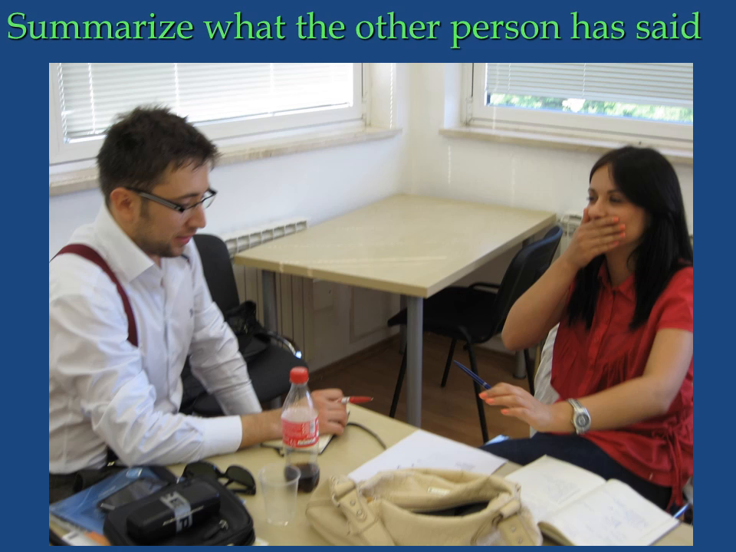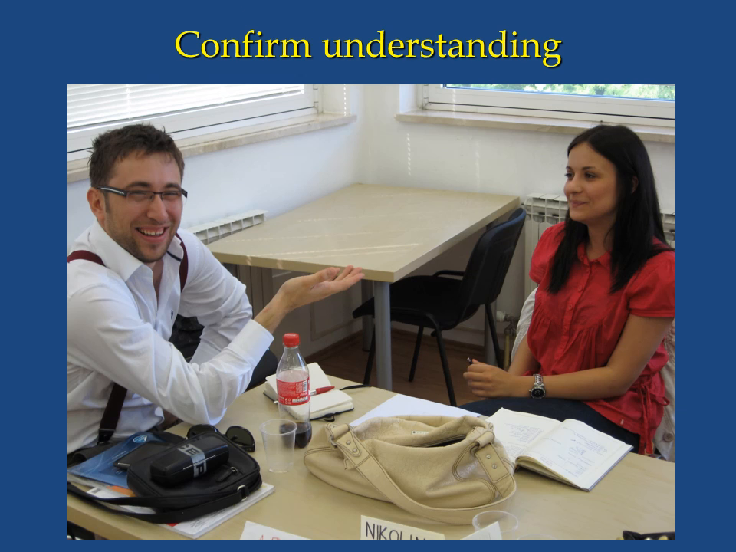Summarizing what the other person has said is probably the most important communication skill in these interactive exercises. This means that we summarize what the other person has said to the point where they know that we understood what it is that they've already said. And then to confirm that what they've actually said is what we've heard. Okay, so you want to confirm understanding by asking the other person, did I get it right?